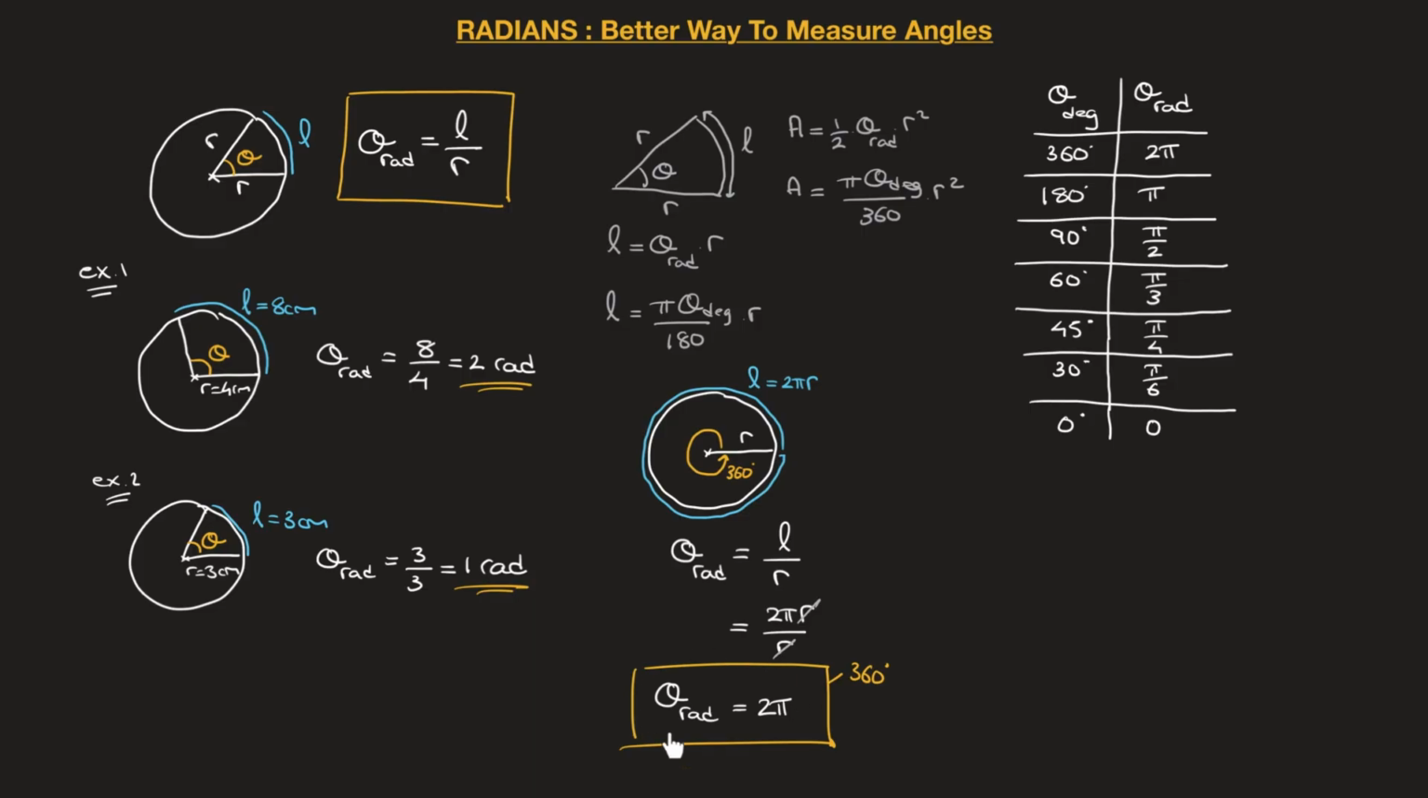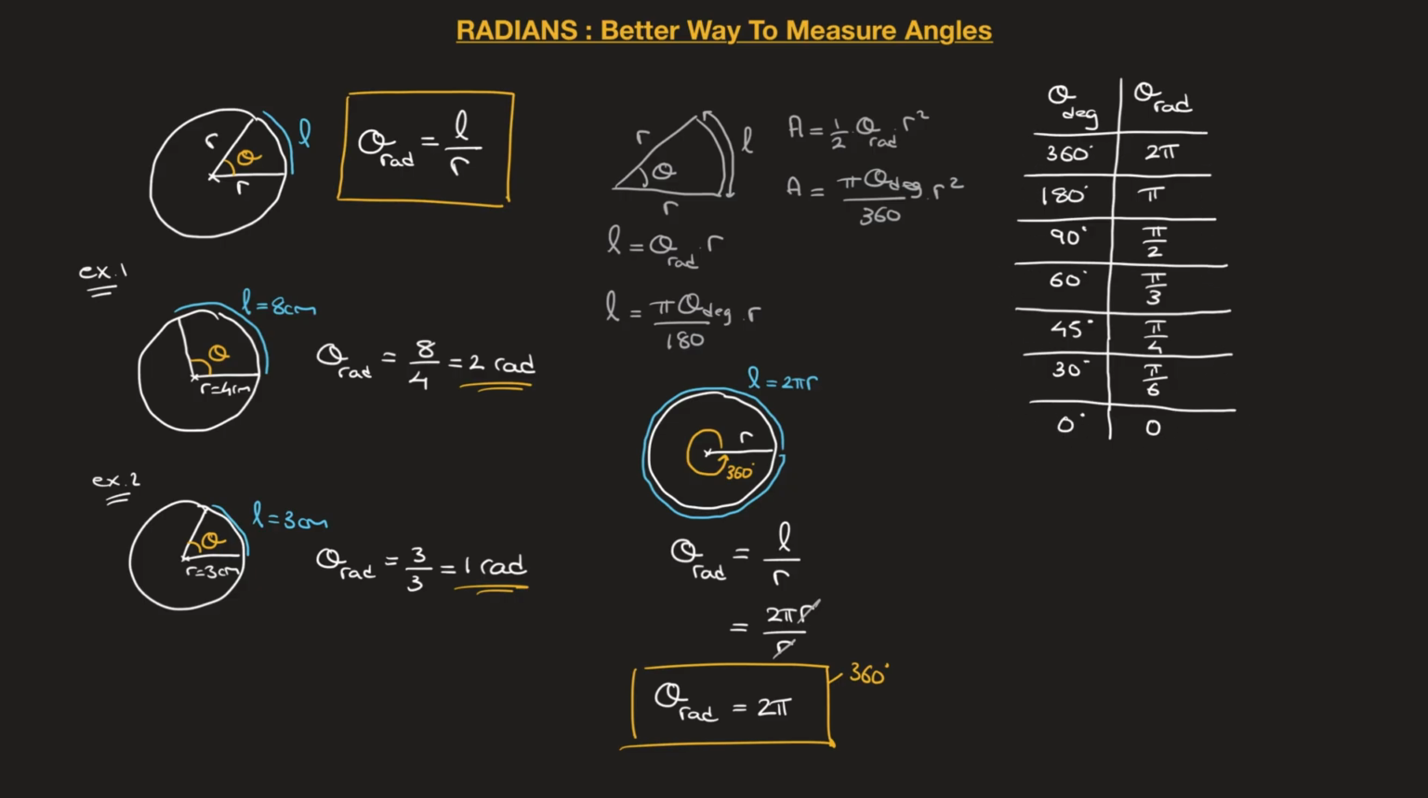Alright, so just using the fact that 2 pi corresponds to 360 degrees, we were able to quickly complete this table. And my advice is definitely to make sure that you're familiar with all the angles that I've listed in this table. Trust me, you're going to need to know all of these.